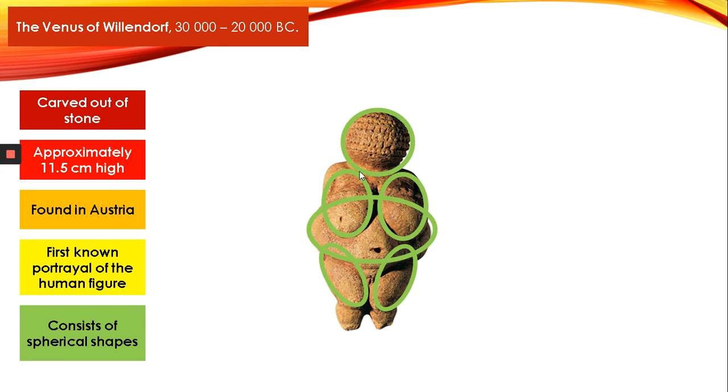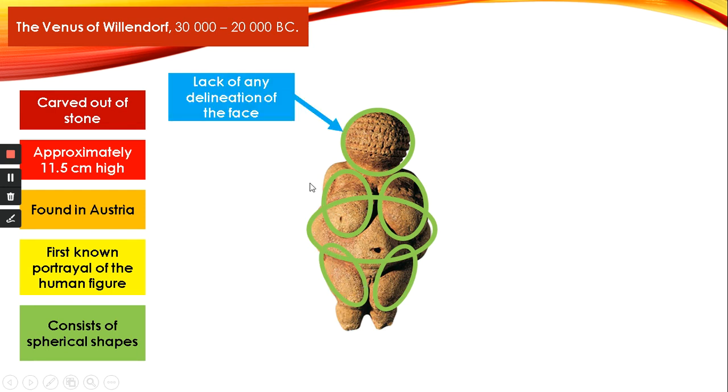Again, it consists of spherical shapes, so shapes that are rounded or oval. So if we look here, I've highlighted them in green. We've got the belly, which is a nice oval, the breasts, the head, the thighs. So all of those are oval shapes. There is a lack of any delineation of the face. So like I said, the face is completely ignored. It's not important. The beauty in the Paleolithic time would have been about her ability to carry children. So that is the beauty, not her face.